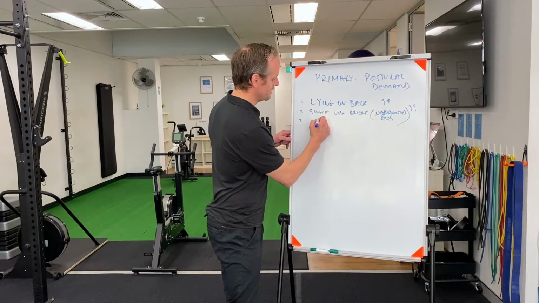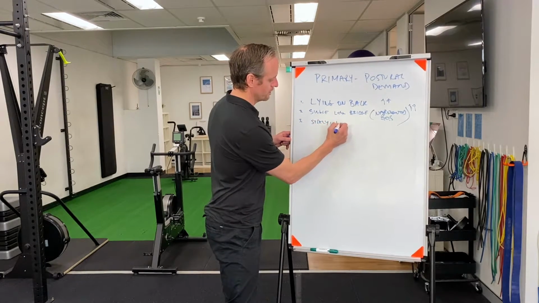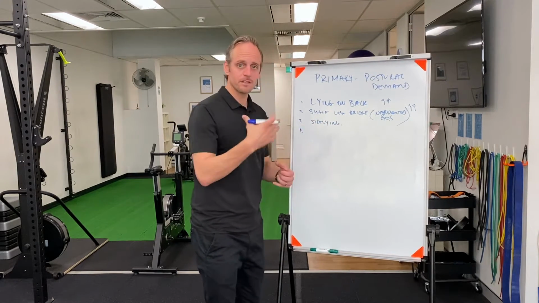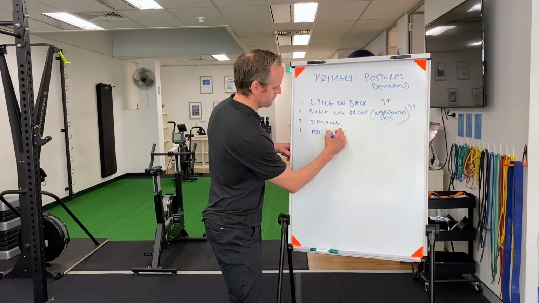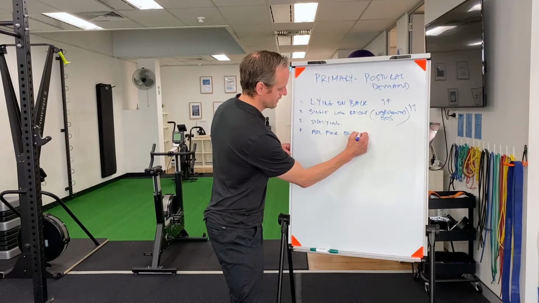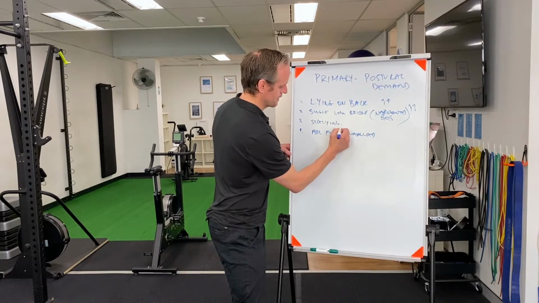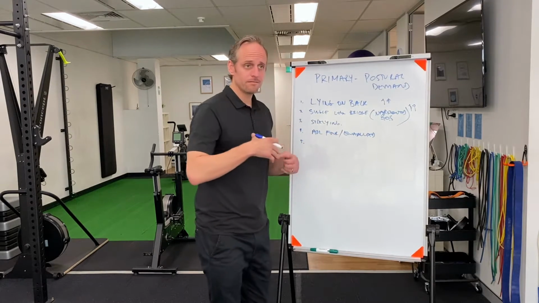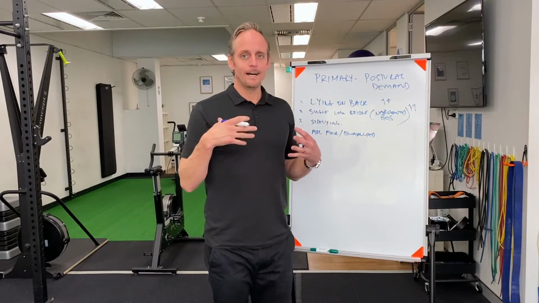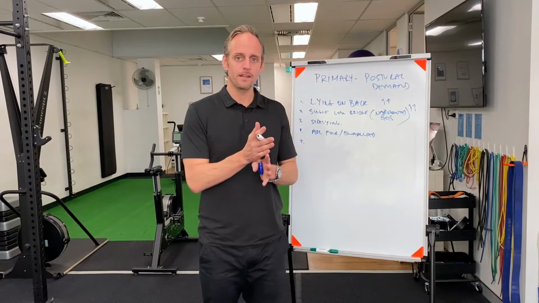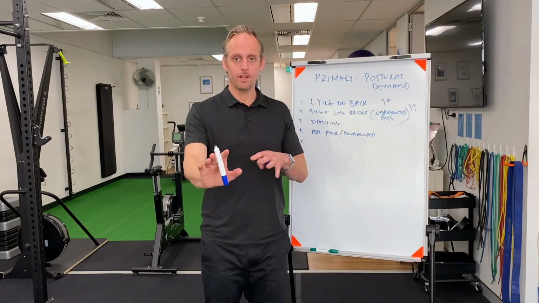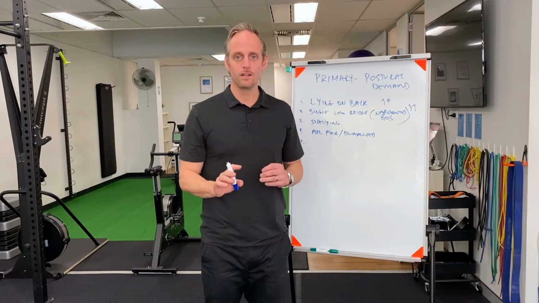So going into side lying and controlling side lying. Then you could go into quadruped or over onto all fours. So all fours, or whatever you want to call it, quadruped. Then we could go into narrowing the base of support in quadruped. So going from quadruped to trying to lift alternate hands, leg off the floor.